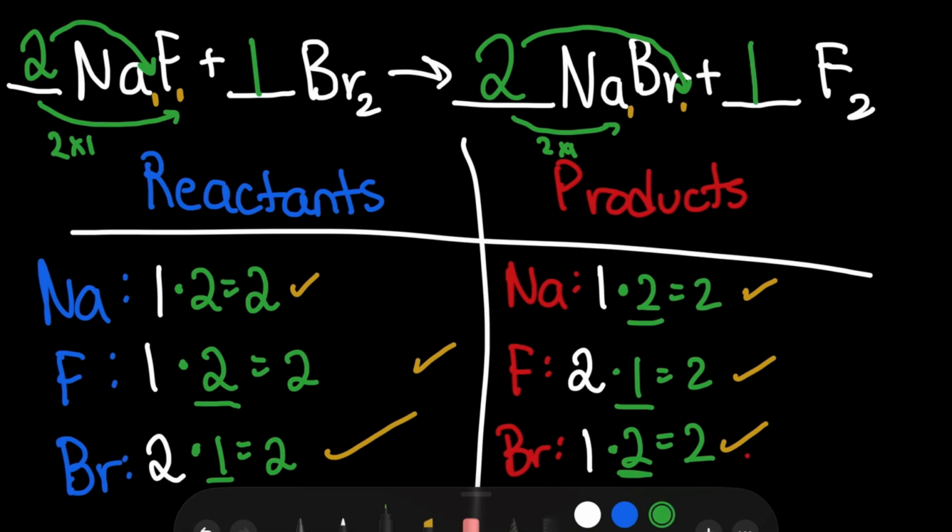The reason I use the coefficient of 1 is because on the reactant side, bromine already appears as bromine with a subscript of 2, which contains 2 bromine atoms. This already matches the 2 bromine atoms on the product side, so there was no need to use a coefficient greater than 1.